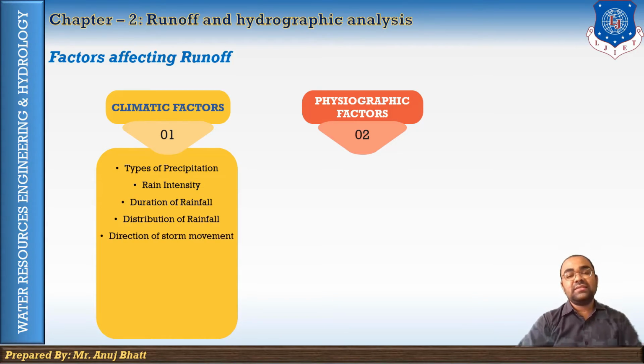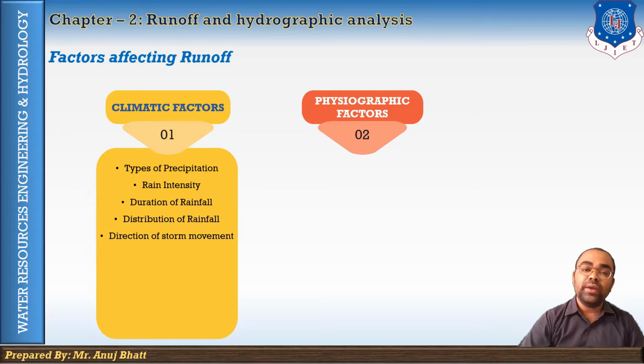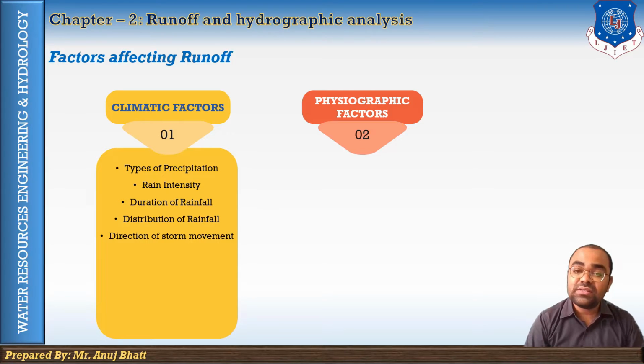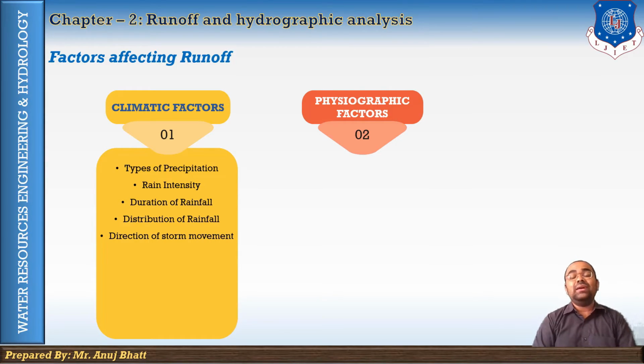The fifth one is the direction of storm movement. If the storm moves upstream of the outlet, runoff at the outlet occurs slowly, at a much later time. But if the storm occurs near the outlet, runoff is quick and with a higher magnitude.